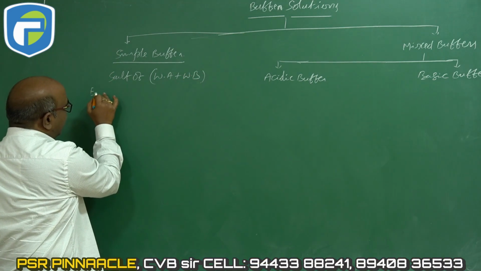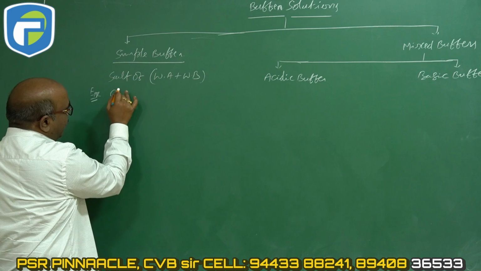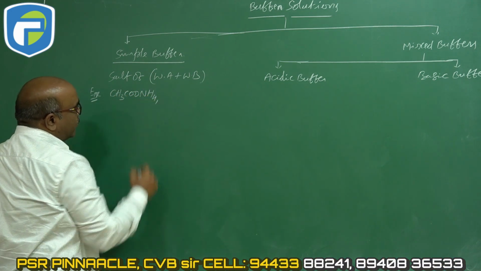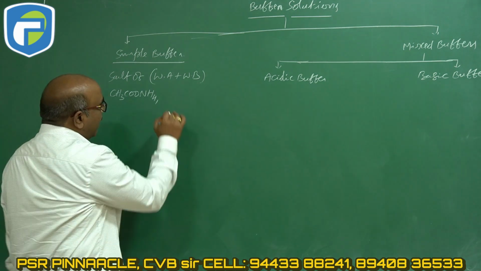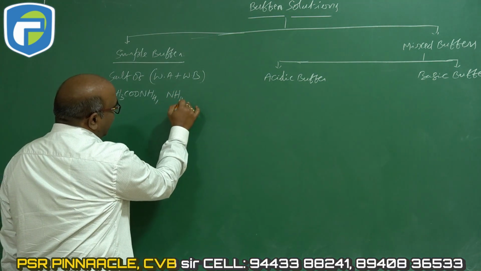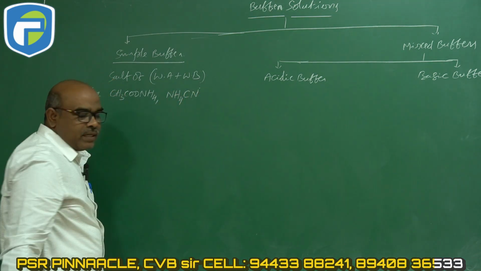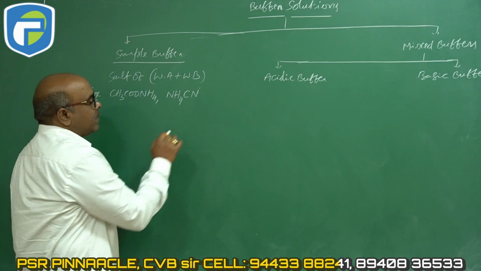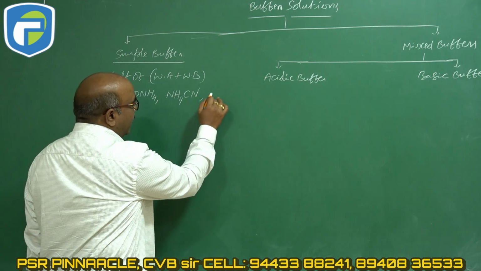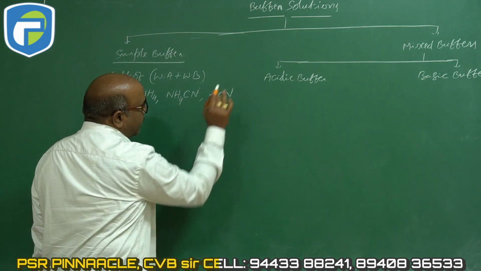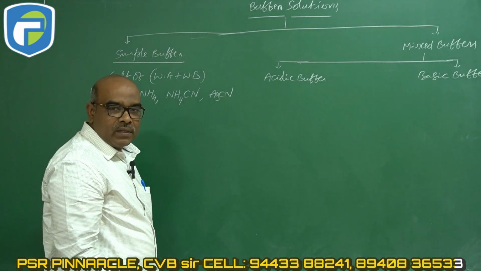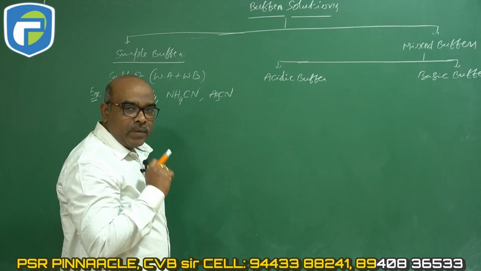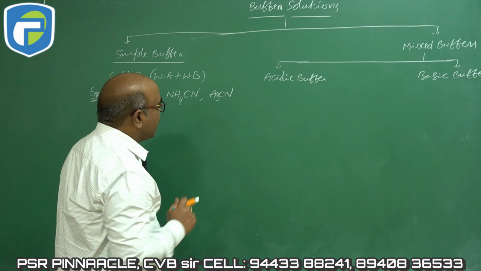For example, ammonium acetate, CH3COONH4, acts as a buffer. And ammonium cyanide is a salt of weak acid HCN and weak base NH4OH, so it acts as a buffer. Similarly, AgCN also acts as a simple buffer because it is a combination of a weak acid and a weak base, so it acts as a buffer.